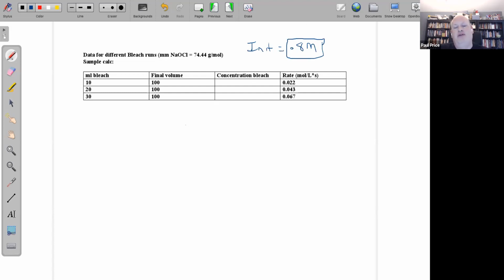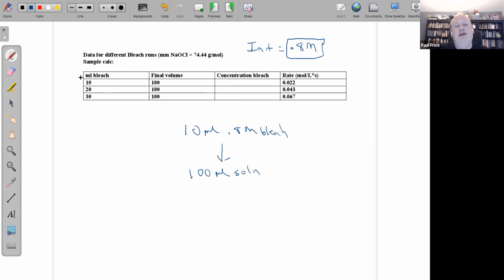So what I had then done is I took 10 mils of 0.8 molar bleach, and I diluted that to 100 mils of solution. I don't really care about the concentration of my stock bleach. I care about the concentration of the bleach in all these other cases. So how can I determine the concentration of the bleach that I started the run with, given the fact I had 10 mils of bleach, diluted it to 100, and the initial concentration was 0.8 molar?